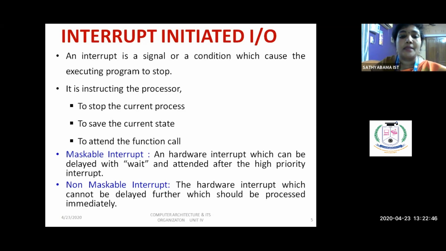Here the maskable interrupt is attended by the processor depending upon the priority. So the maskable interrupt will be delayed by wait statement. After high priority interrupt only, it will be accepted. Next one, non-maskable interrupt. Non-maskable interrupt is a high priority interrupt. So whenever you give non-maskable interrupt, the processor will complete its instruction cycle and then it will respond to your non-maskable interrupt.